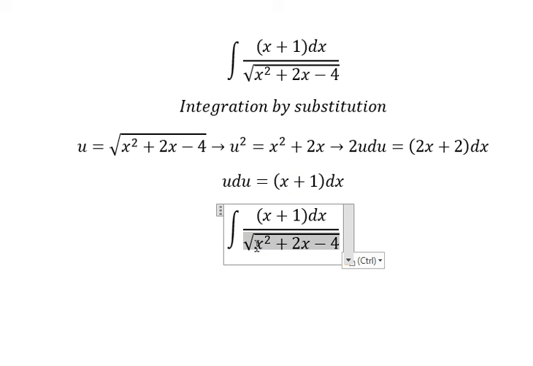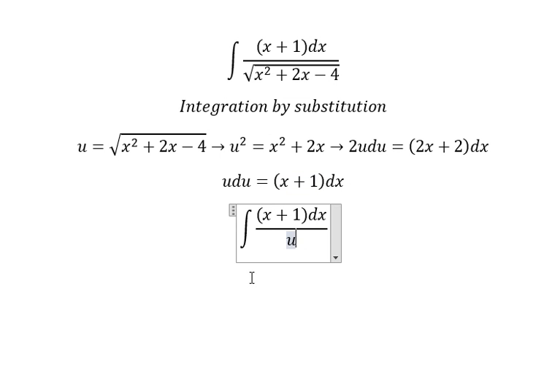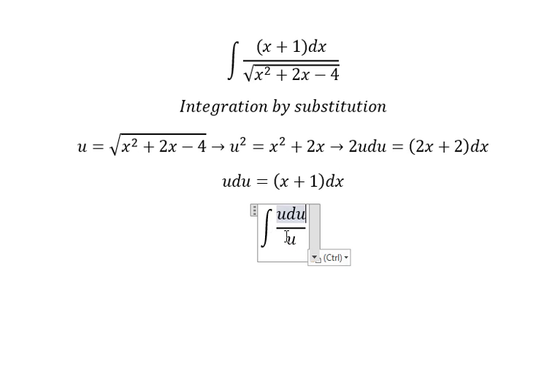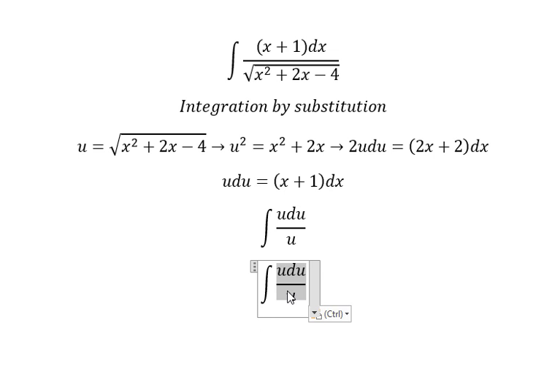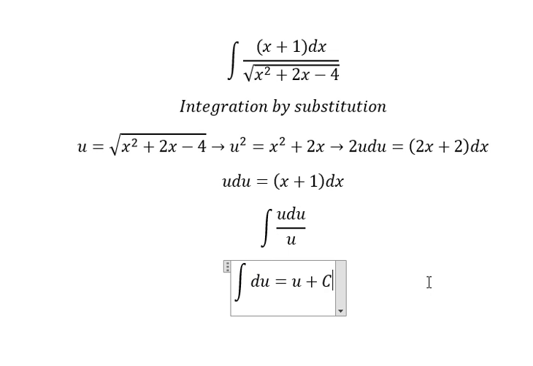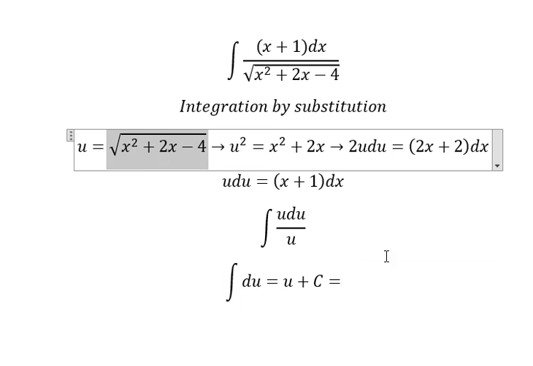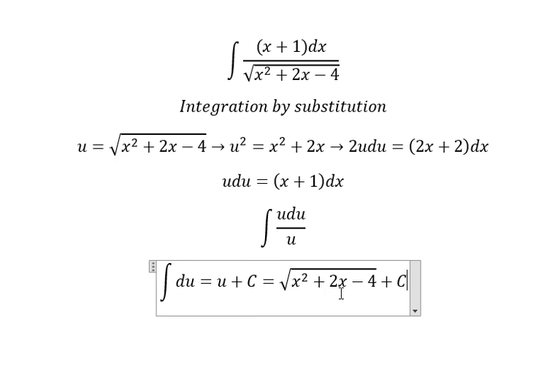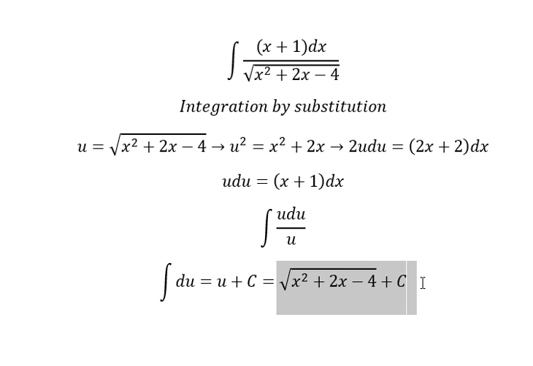So the square root we change to u. s plus 1 ds we change to u du. We simplify and you get du. The integration of this one you get u, and we put c. And u is this one. And this is the final answer we need to find in here.